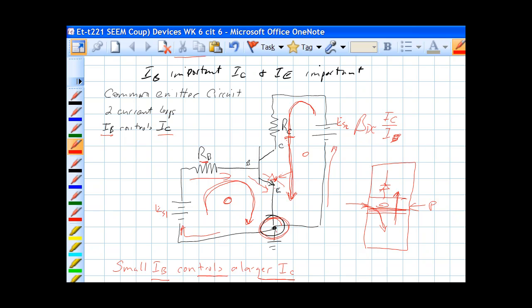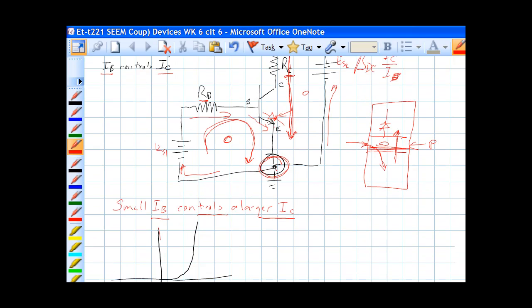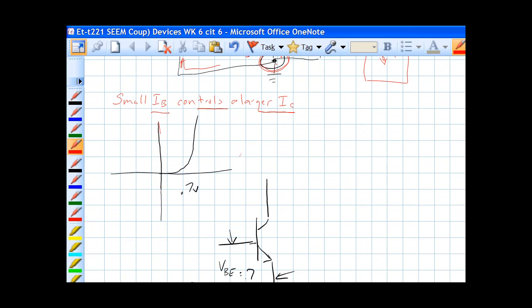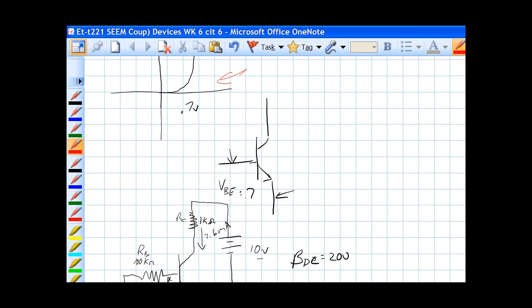If you look at this diode here, it has a forward drop of 0.7 volts. Let's look at it again. If you have a current flow through it this way, you're going to have a 0.7 volt drop from here to here.